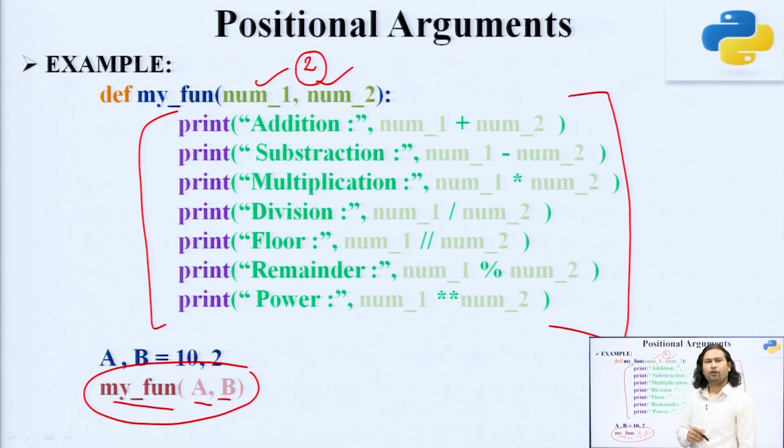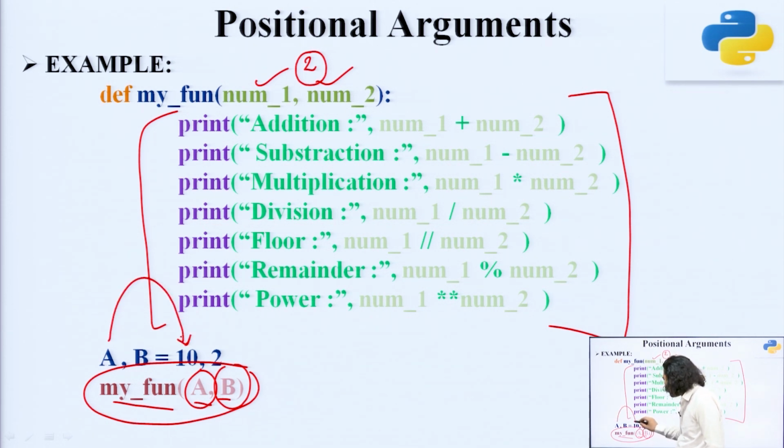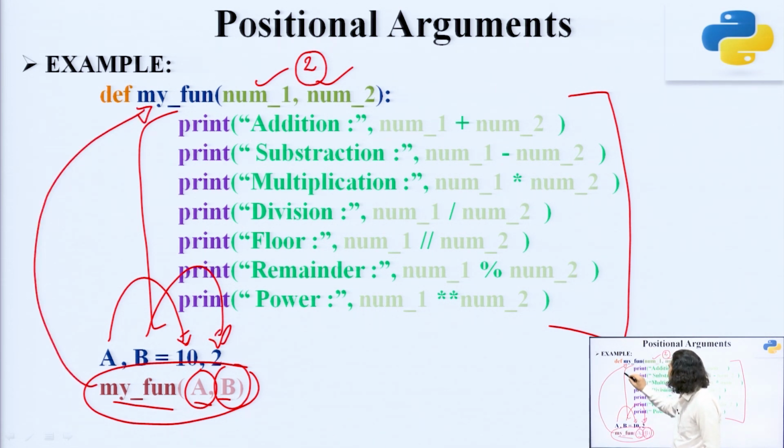Now, the two pieces of information are not directly provided, rather they are provided in terms of variables. That means the indirect information can be provided to the calling statement. So, here you can see we are putting the a variable and b variable. So, ultimately the information of 10 and 2 will pass on to the calling statement and it will go towards the definition.